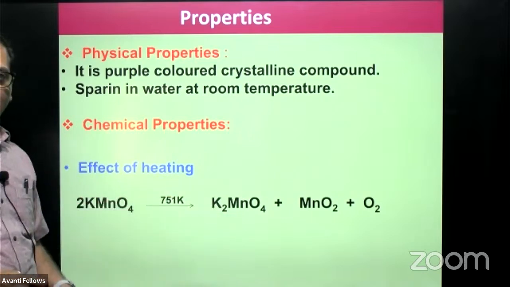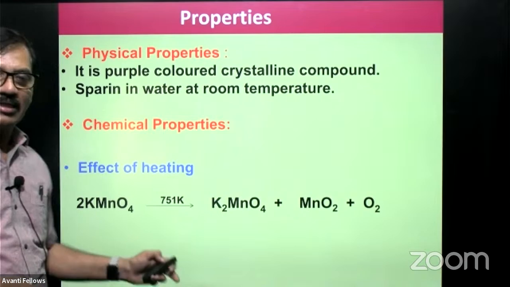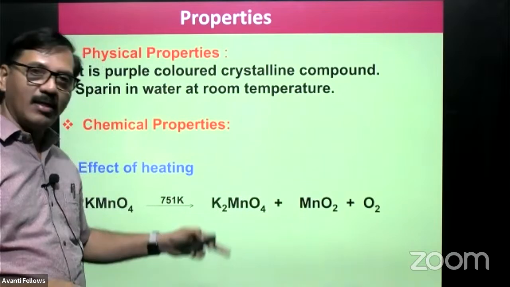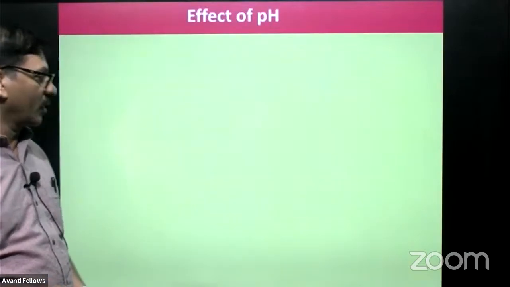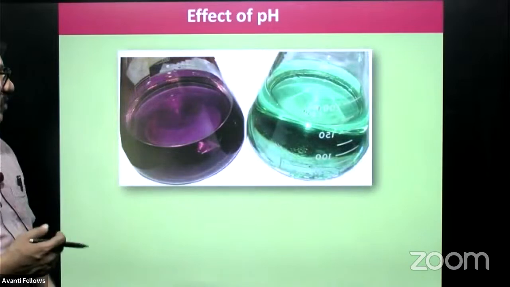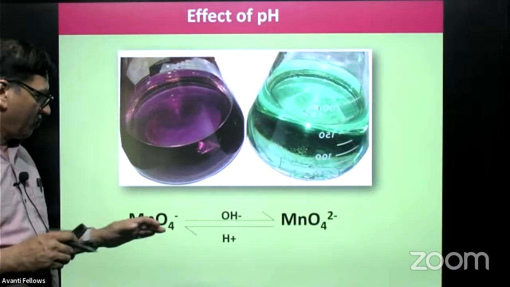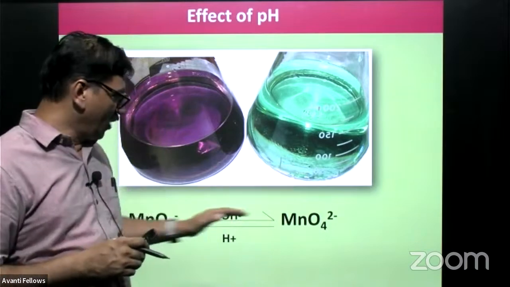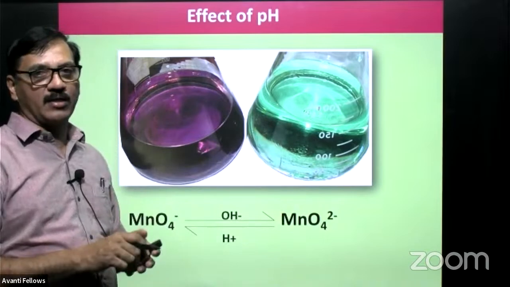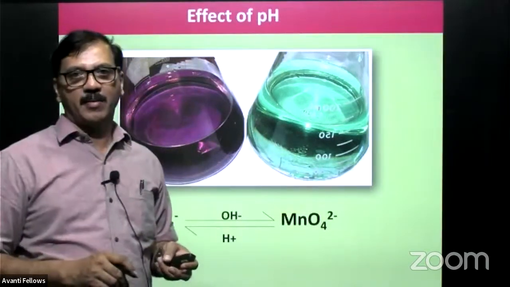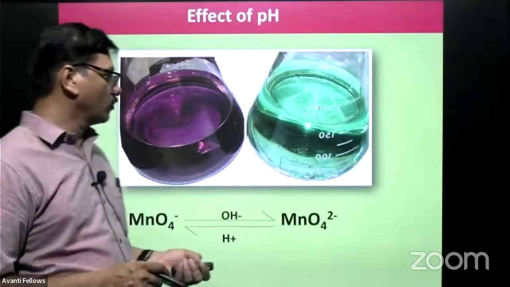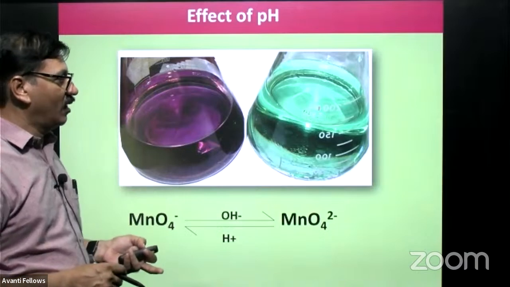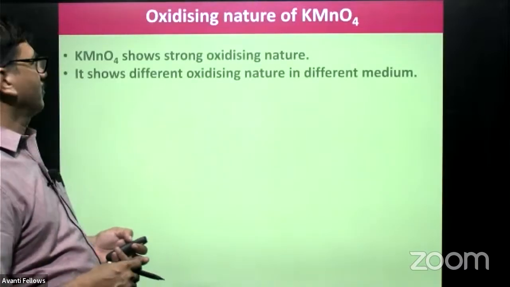KMnO4 gives oxygen. It is a method of preparation of oxygen in the laboratory. Potassium permanganate is heated to get oxygen gas, with K2MnO4 and MnO2 as the other products. So this is the change of pH. Potassium permanganate is purple in color, MnO4-. If you add a base, it becomes MnO4 2-, the manganate ion. The permanganate ion becomes the manganate ion, and the reverse is also possible. You can try this color change in the laboratory.